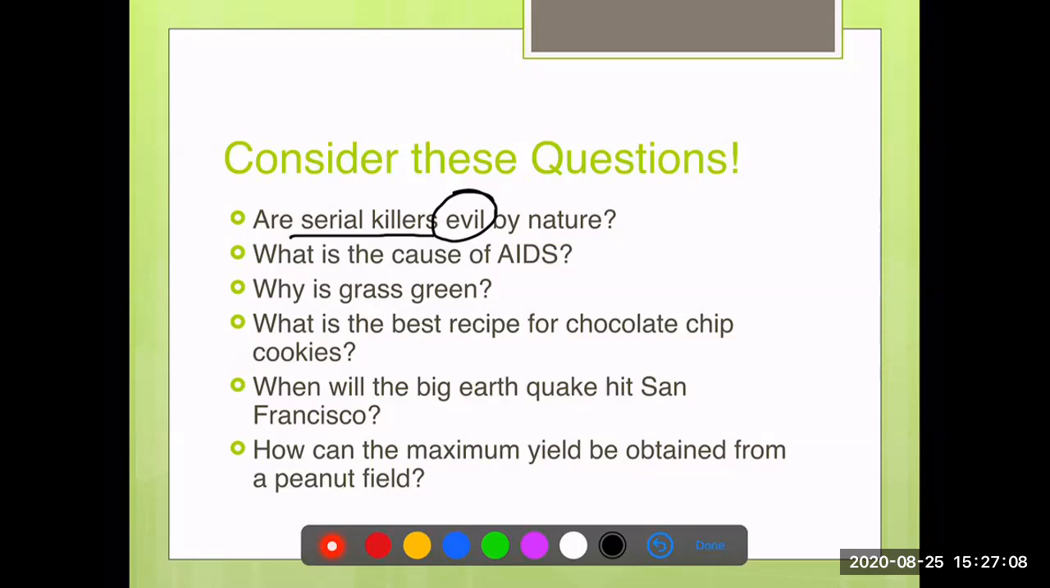Why is grass green? That's a good question. It's well defined, testable, measurable, controllable. And we should all know why grass is green. And if we don't, we're going to learn about it this semester.